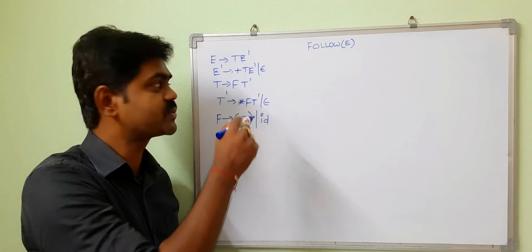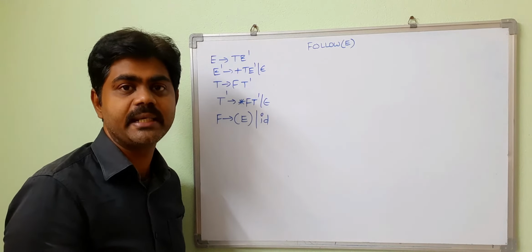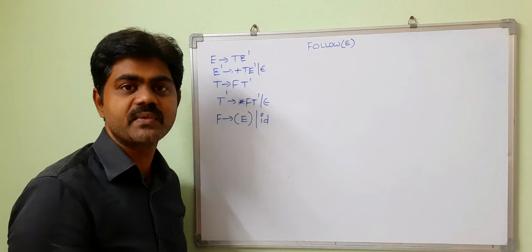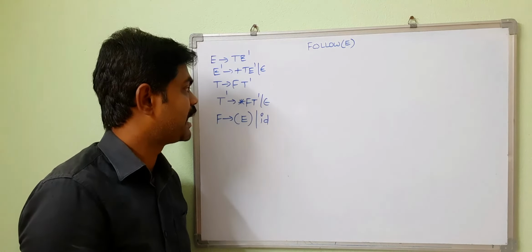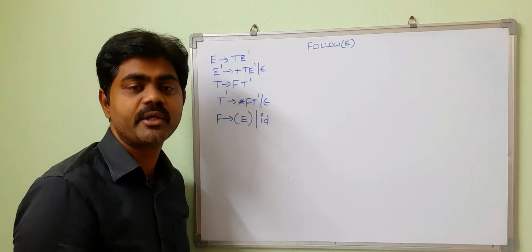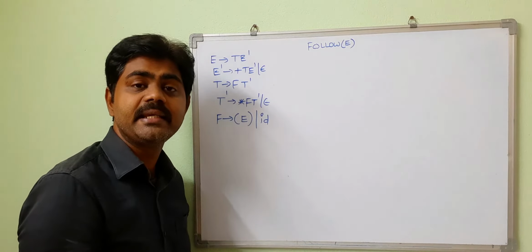So we will not consider the first one. Take the second one, plus T E dash. It's E dash, it's not E. So we'll ignore the second one as well. And the third one is F T dash, so we don't have capital E. And the fourth one is star F T dash or epsilon. We don't have that one either. And see the last one here. Capital E in brackets.